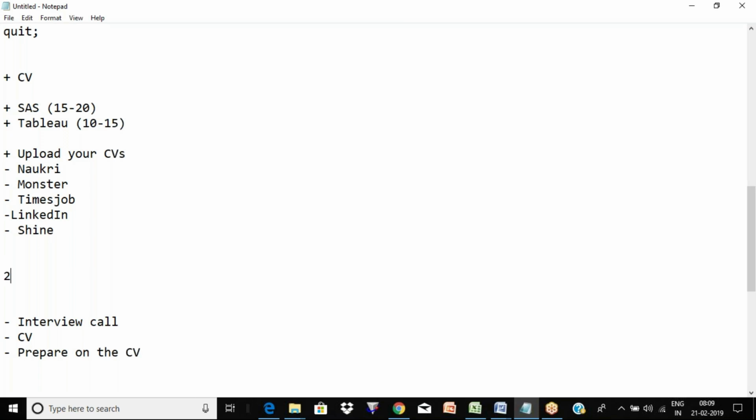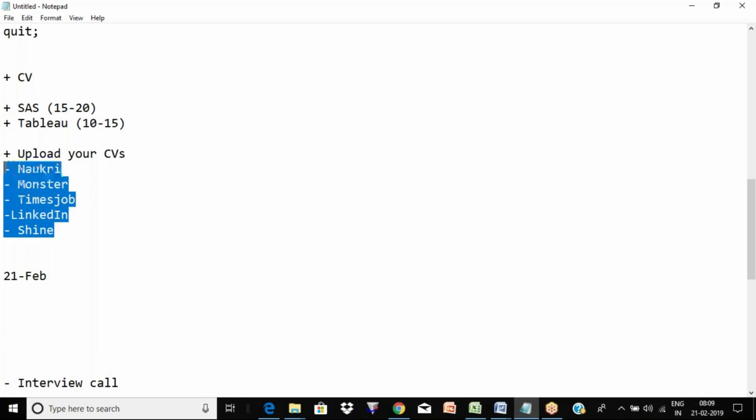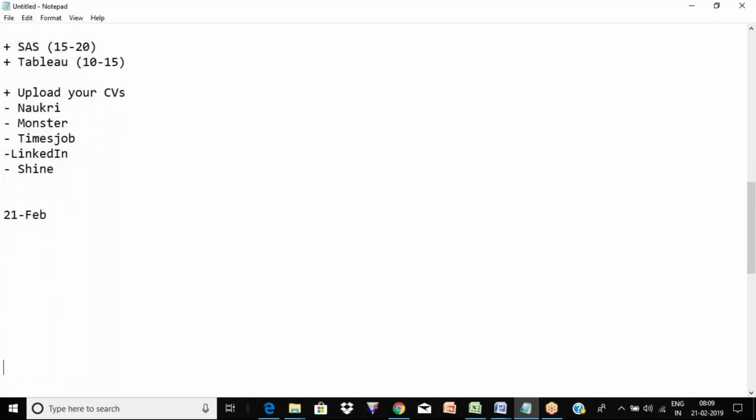Exactly. So let's say you have created your account today, 21 Feb, in all these portals, and uploaded your CV. Now there will be companies, HRs and consultancies who will be looking. Generally in the companies, they will go to Naukri and search for certain keywords. Let's say they are looking for SaaS and Tableau. They will search for these keywords in the search criteria, and they will get a list of CVs.